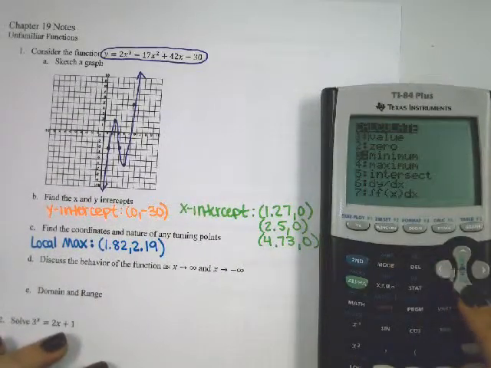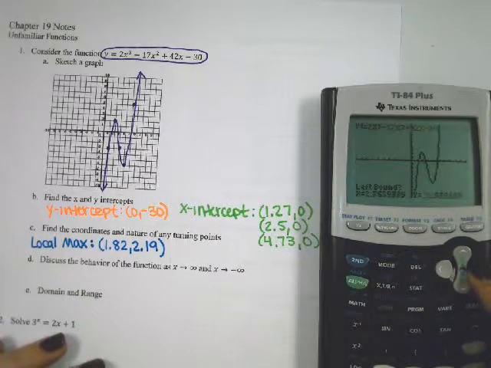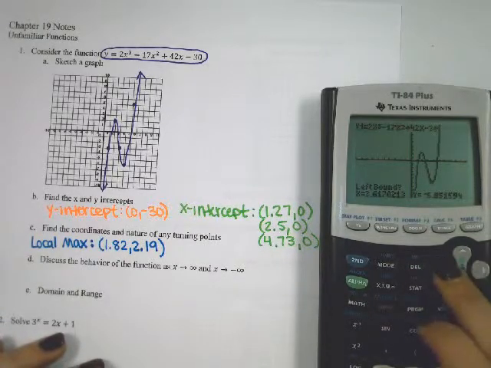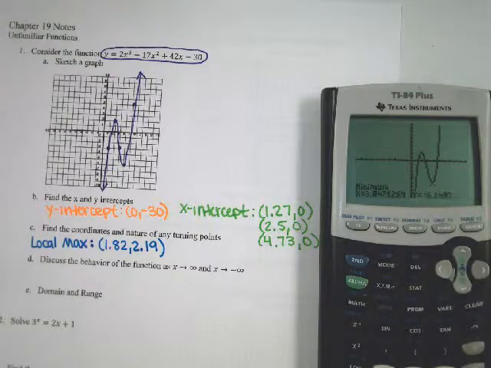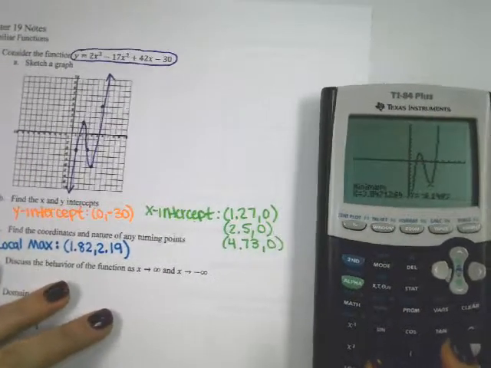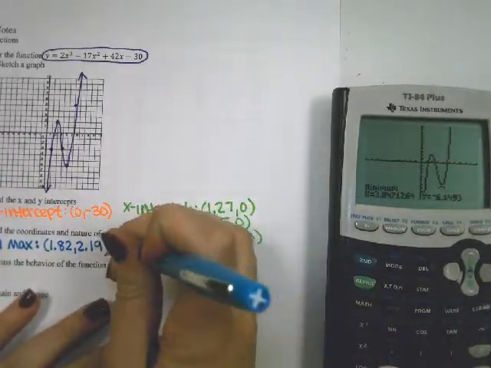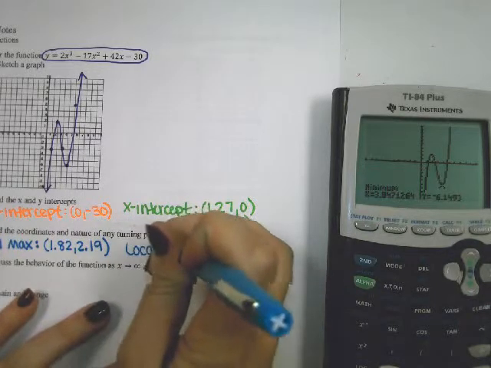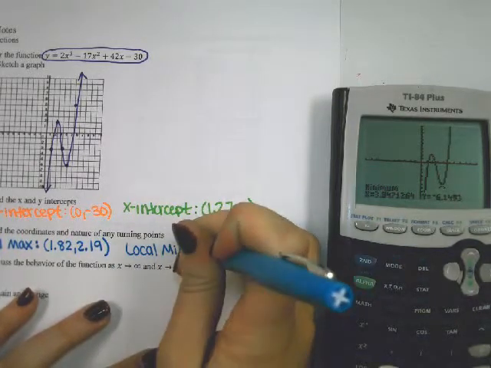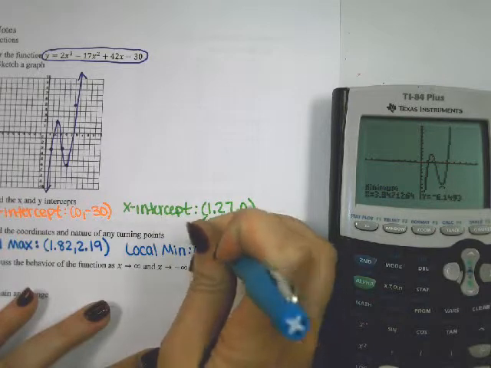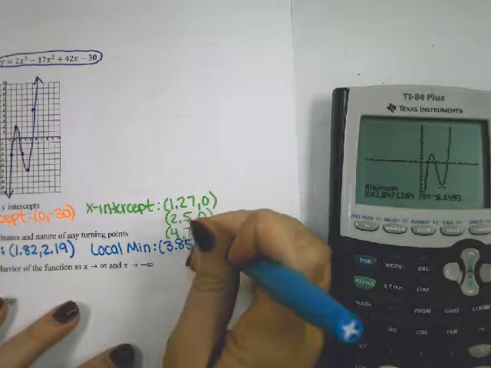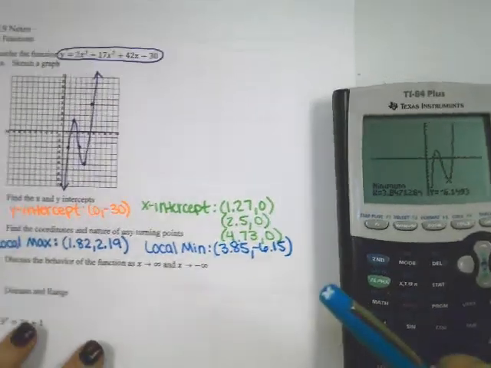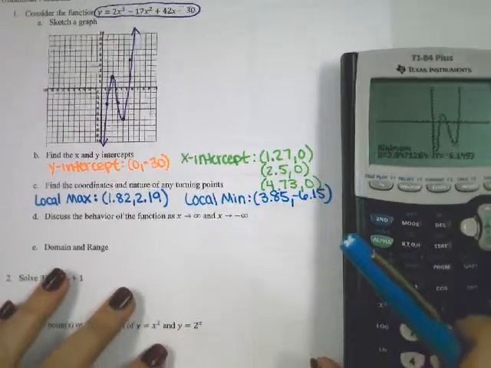So second, calculate minimum. I want to find this point down here. So I go to the left of it, enter, across around to the right of it, enter, enter, and I have a local minimum of 3.85 and negative 6.15. Okay.